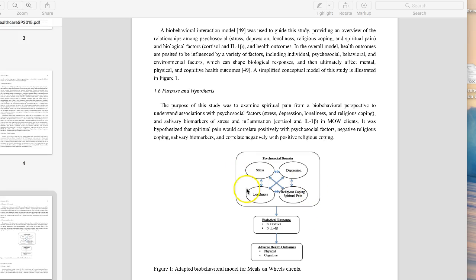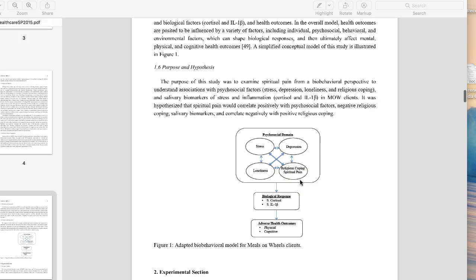So in other words, I didn't care about the environmental factors. I don't care about genetic factors. I don't care about anything else except these psychosocial factors and how they influence the biological response that ultimately influences the adverse health outcomes.